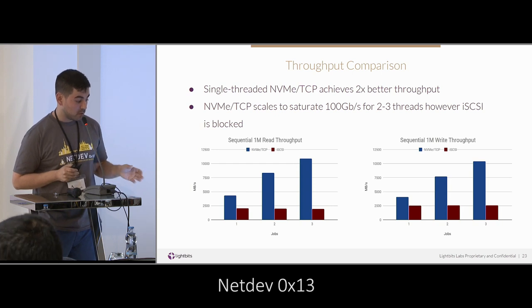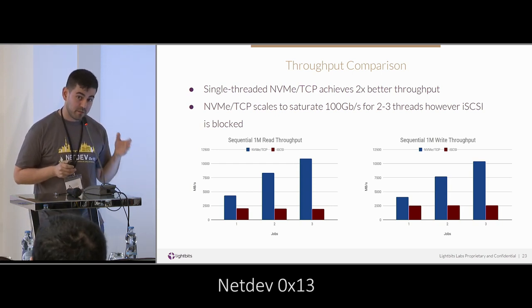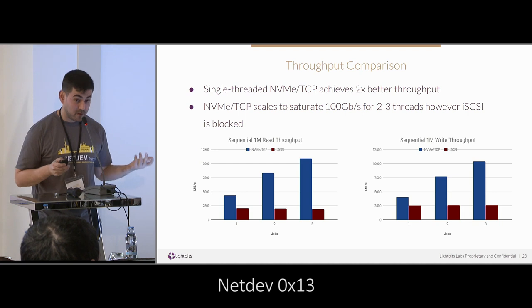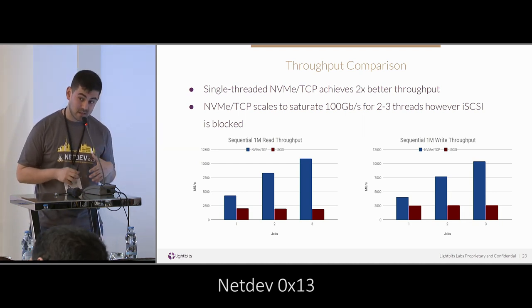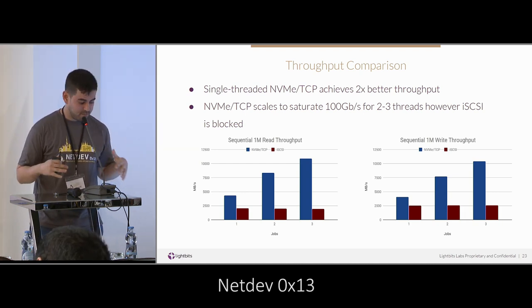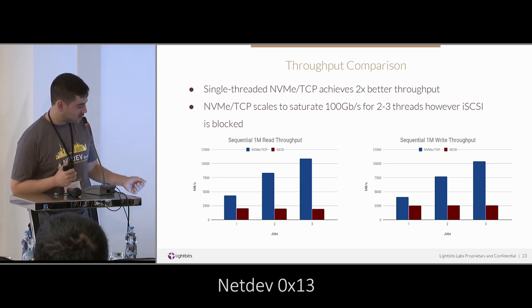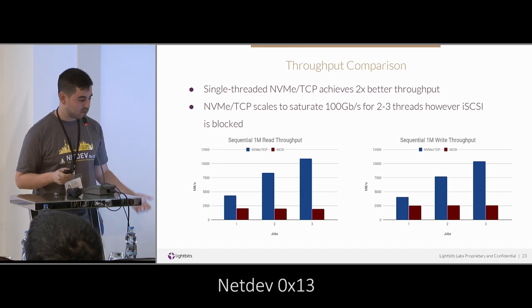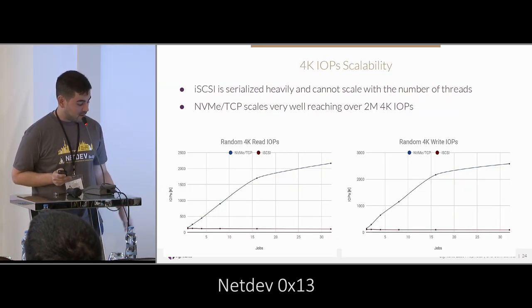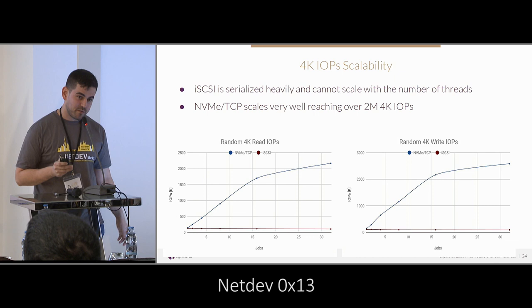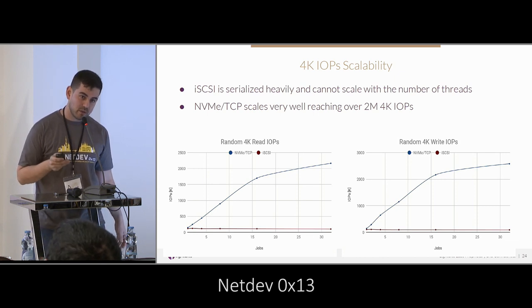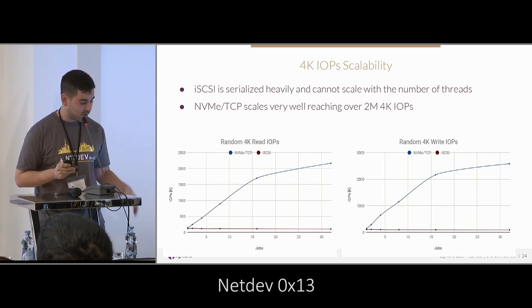This is the throughput comparison, NVMe TCP versus iSCSI, where you can see NVMe TCP is much more scalable, and iSCSI basically doesn't go over, I'm not sure how much it is, I think 2.5 gigabytes. And the same experiment with 4K IOPS, you can see NVMe over TCP going higher and higher.